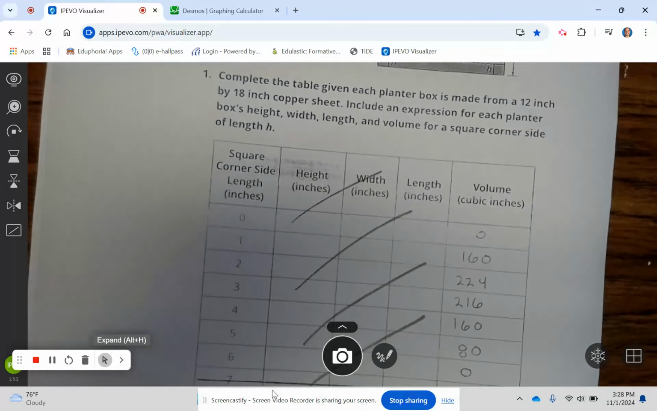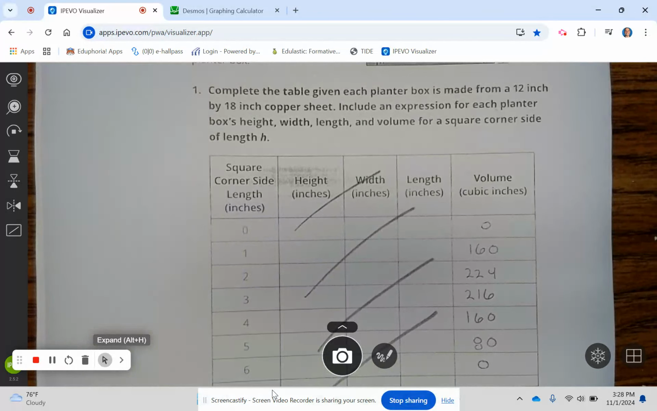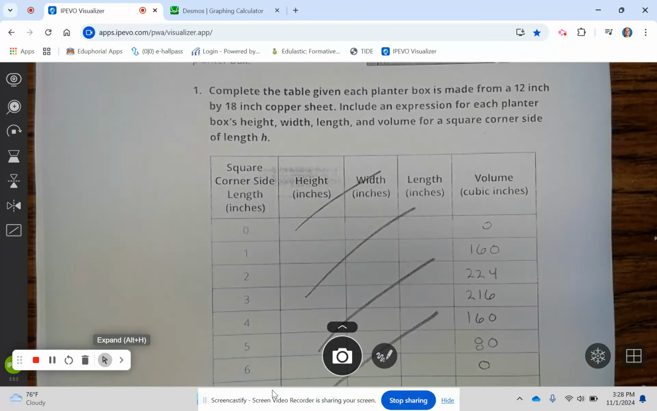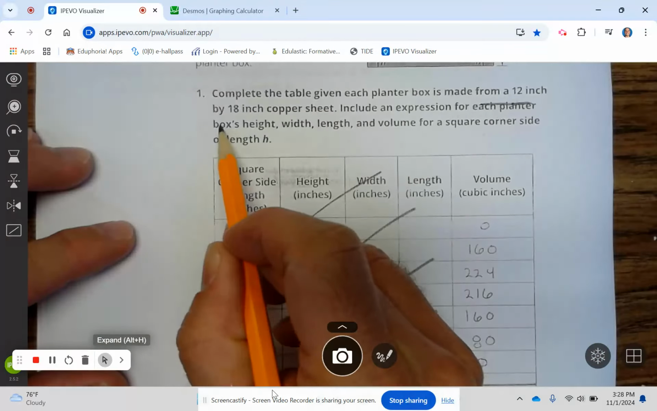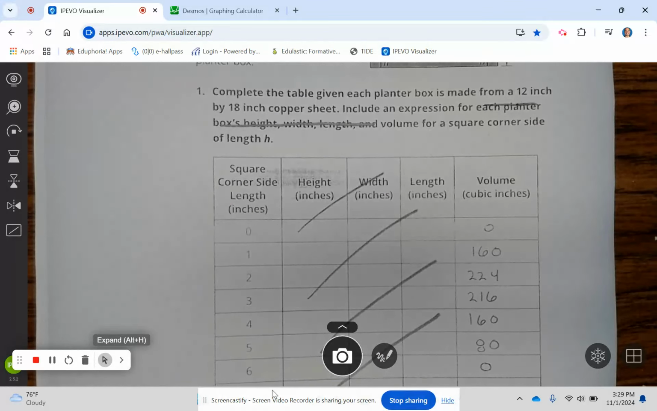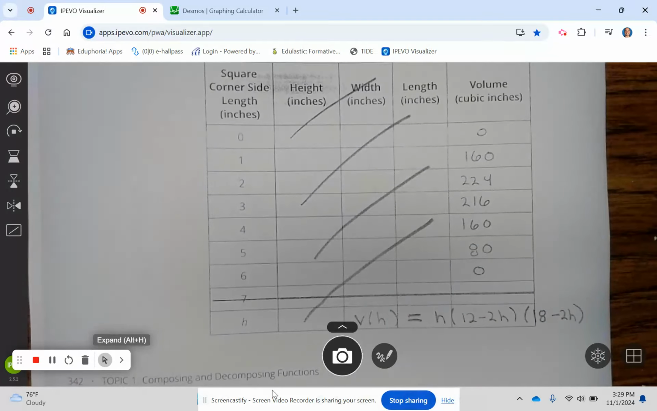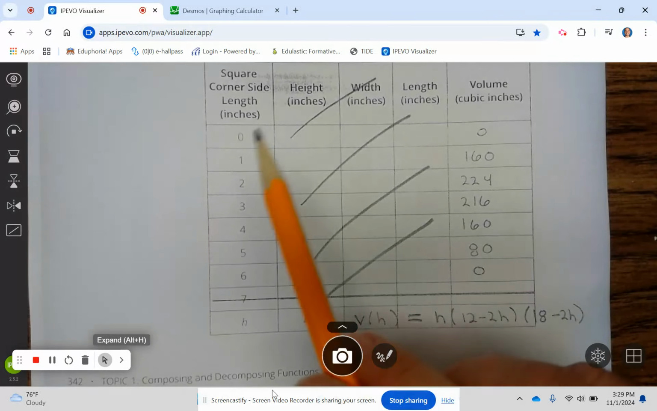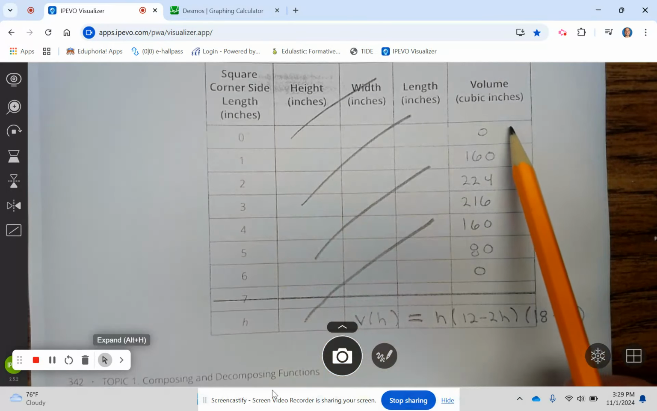One. Complete the table given each planter box is made from a 12-inch by 18-inch copper sheet. Include an expression for the volume given square corner side of length h. All right, go ahead and complete the table. In the table, all we worry about is the square corner side length and the volume.